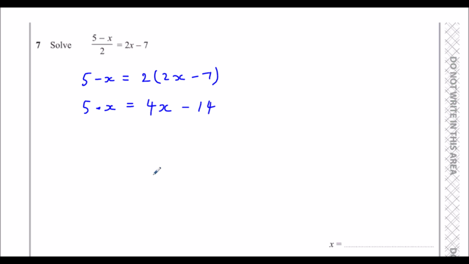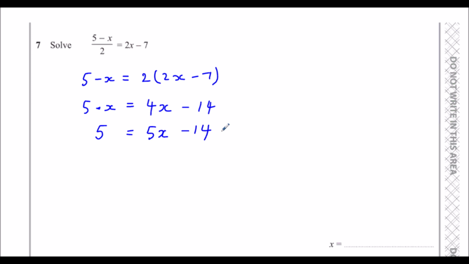Now I'm going to get rid of the smallest x first, and I've got 4 on the right, I've got a negative 1 on the left, negative 1 is smaller, and I'm going to get rid of my minus 1x by adding 1x. So I'm going to add an x to both sides. 4x plus 1x is 5x.